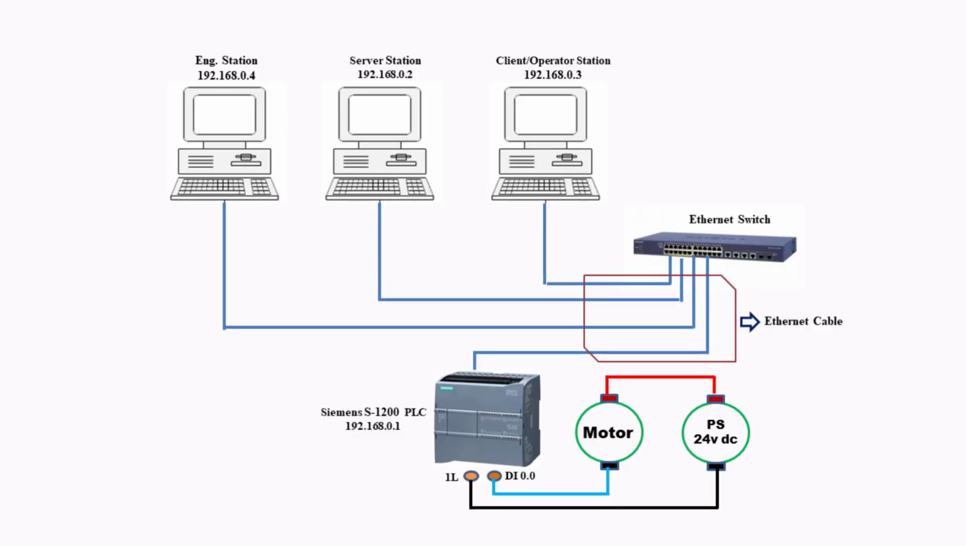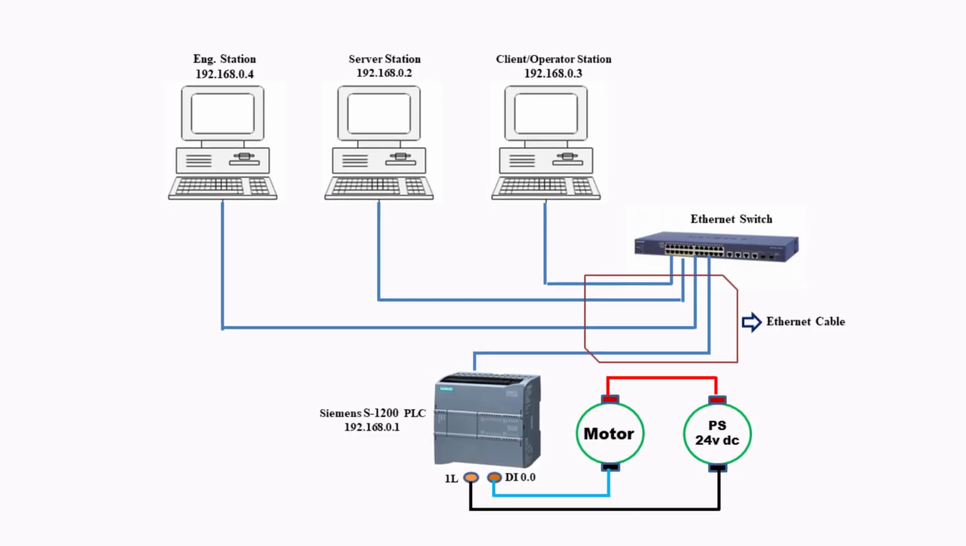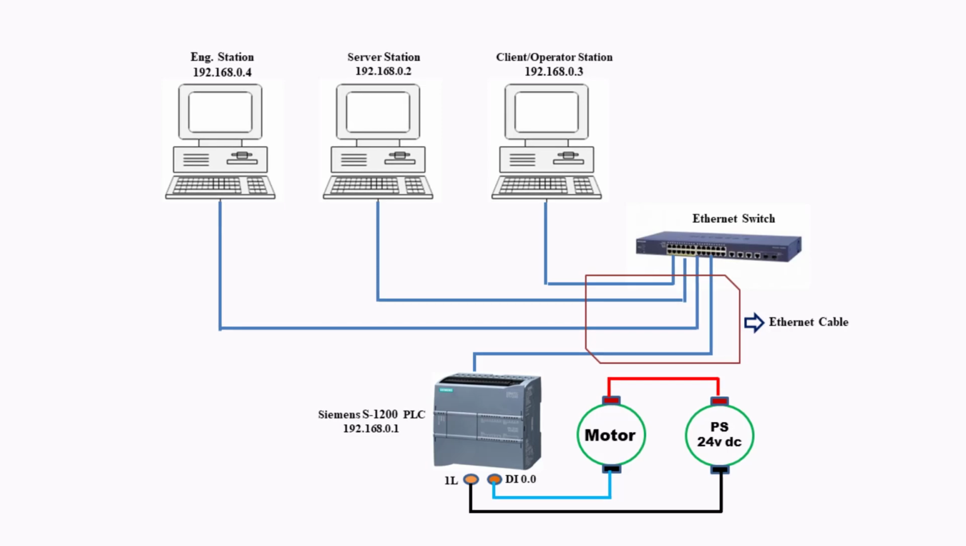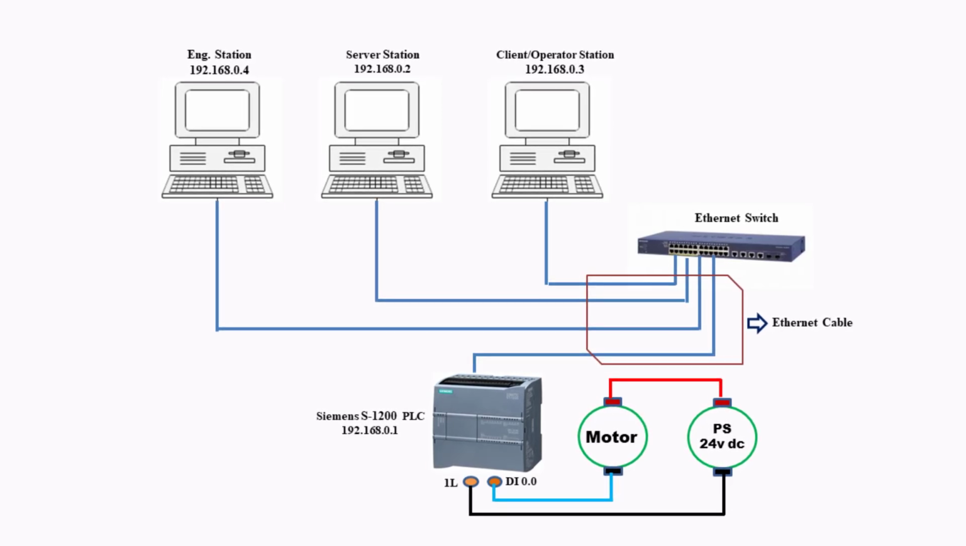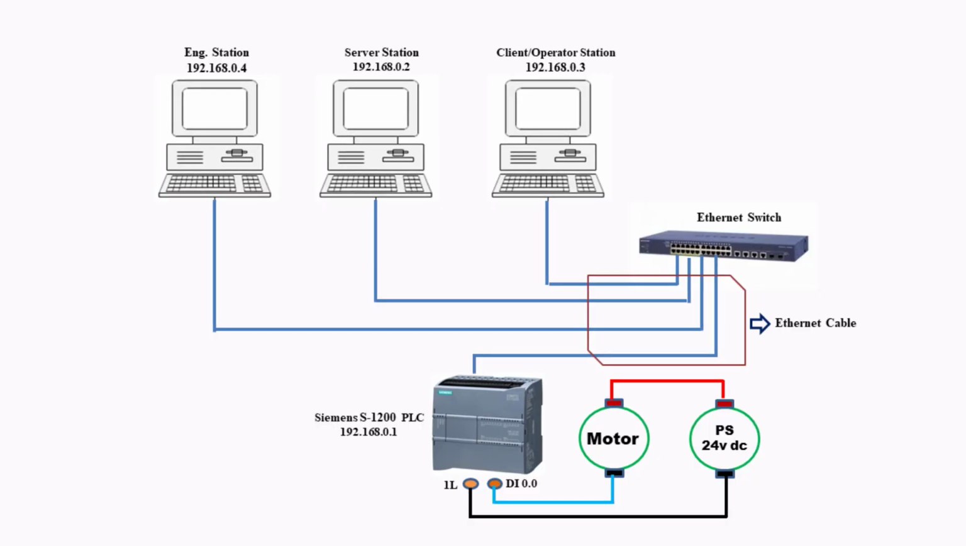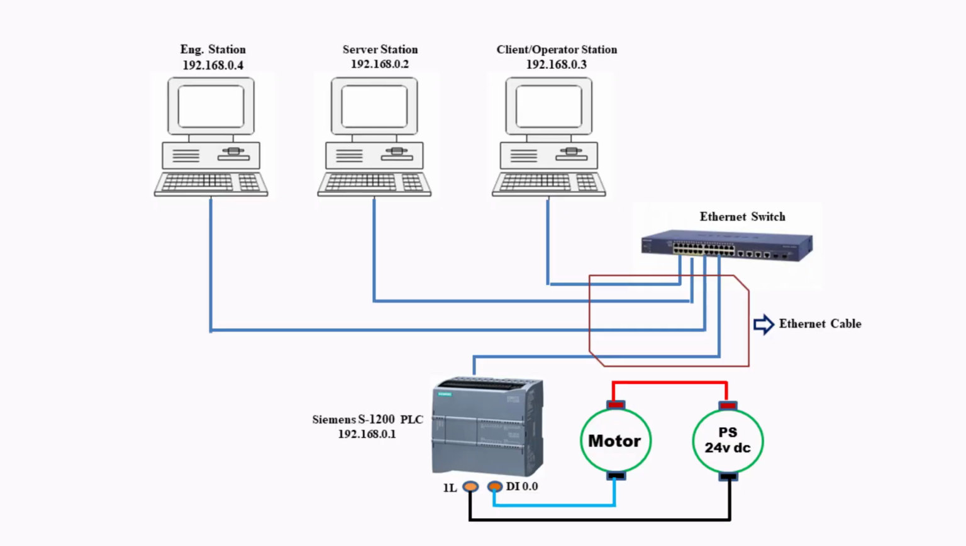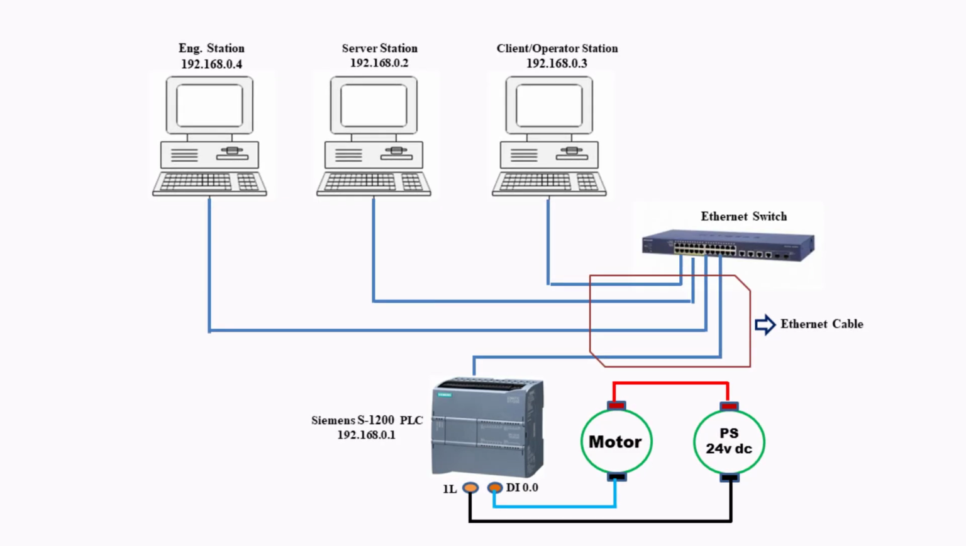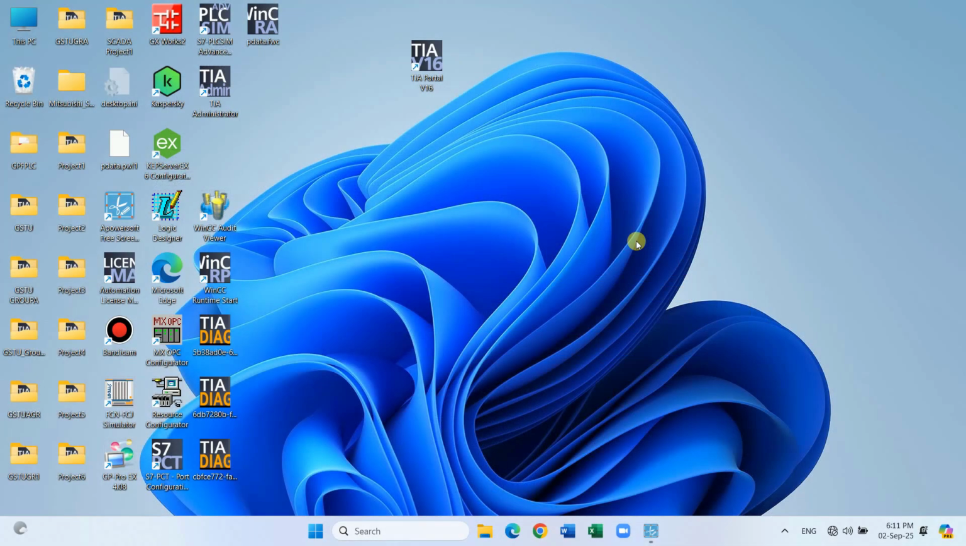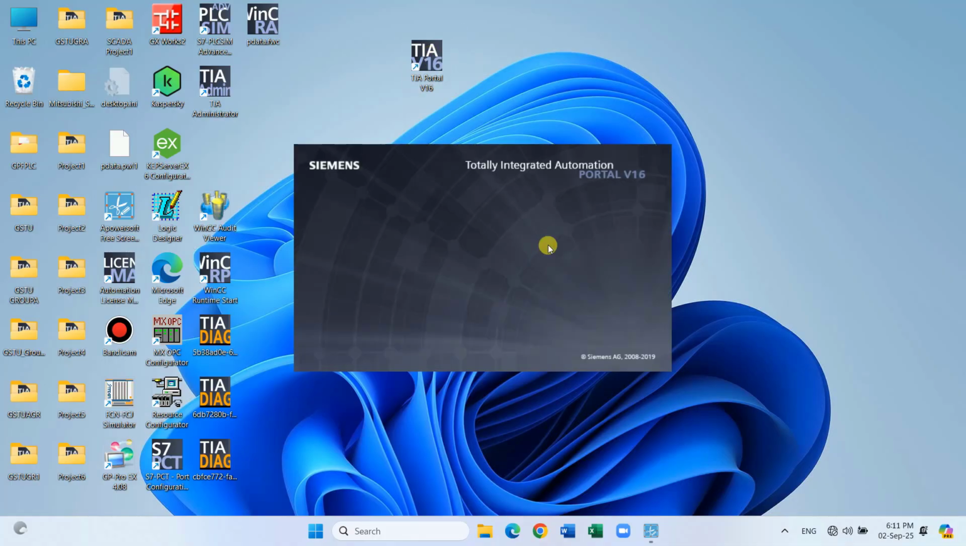Also, we have done proper communication settings for the PC stations and performed a number of tests whether the PC stations are able to communicate with each other in the network. Now we can proceed to create a Siemens TIA Portal project for operating a DC motor from multiple PC stations. At this moment we are on the Windows of the Engineering PC, where TIA Portal software is installed. Let's go to the software for TIA Portal version 16 and double-click to open this software.